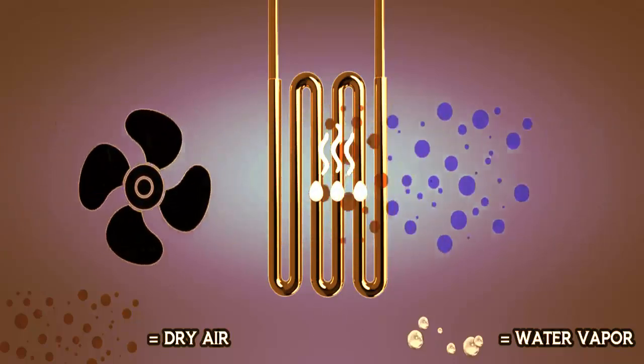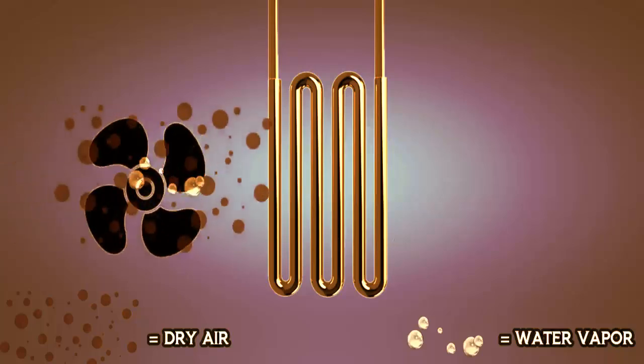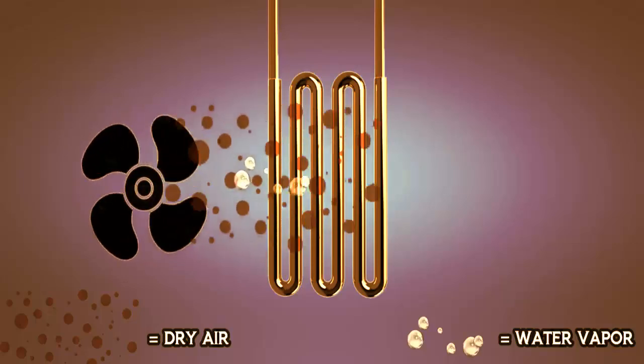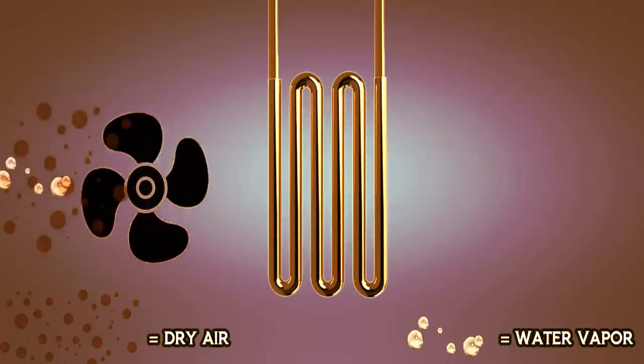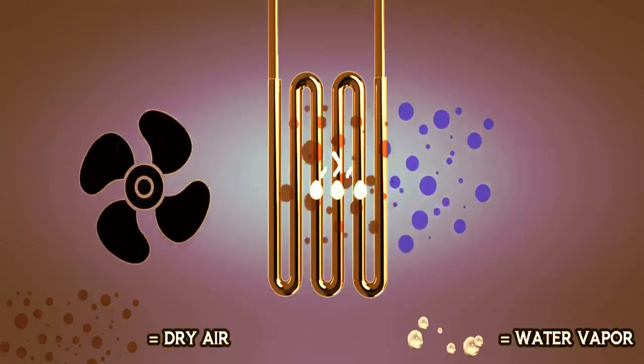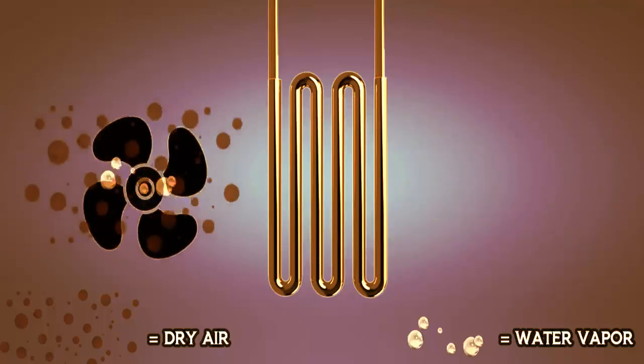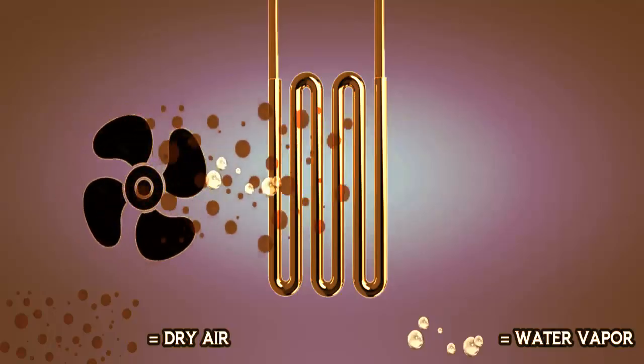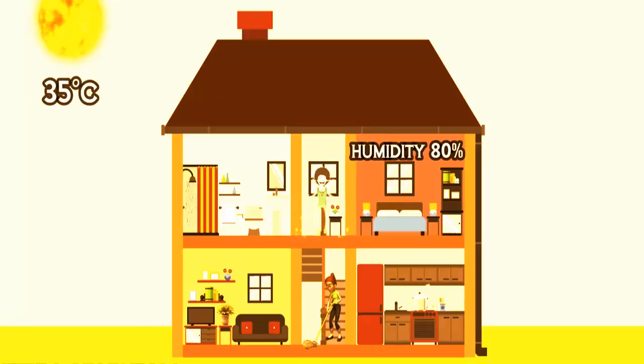When water vapor travels through the evaporator coil, its temperature decreases. And as we explained earlier, the water vapor releases its latent heat and condenses from vapor to liquid. The released latent heat is converted into sensible heat. This is how an AC unit reduces the humidity in a house.